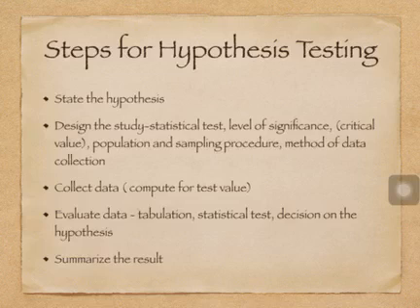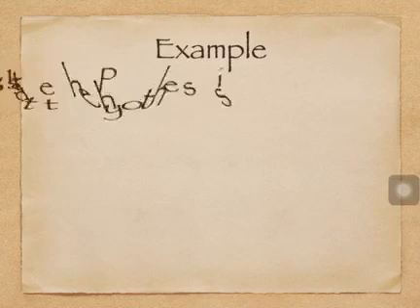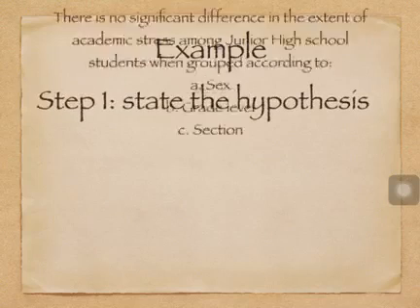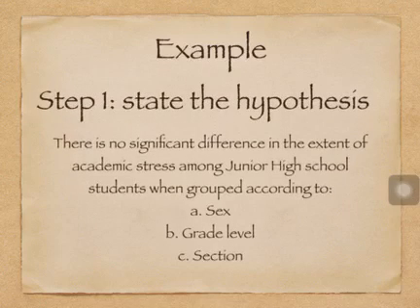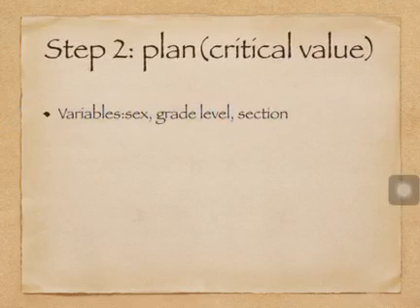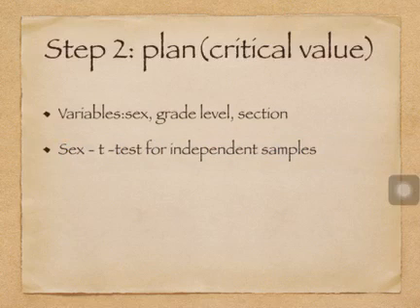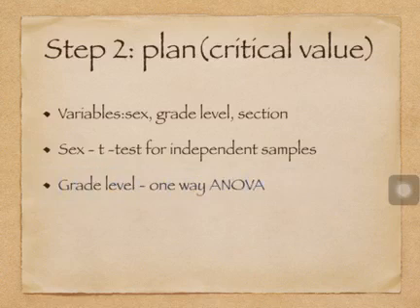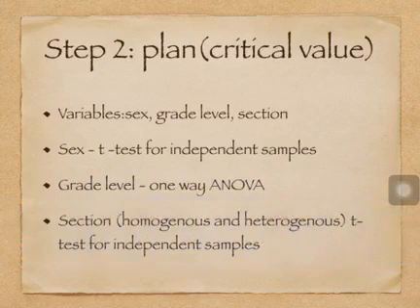Now, for the purpose of discussion, let's have a very simple example. So, state the hypothesis. We have the null hypothesis here. Then we plan and we identify the critical value. The variables are sex, grade level, and section. Let's, for example, use the t-test for independent samples, because we will try to find first the sex. Grade level, we're going to do it using one-way ANOVA. And for section, still the t-test for independent samples.